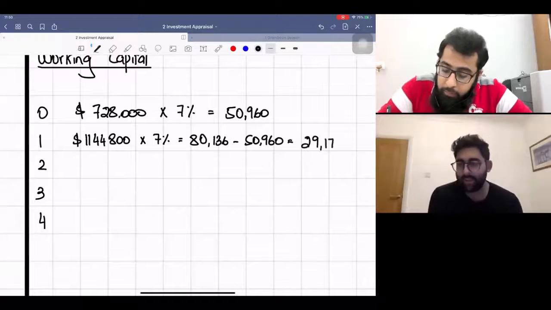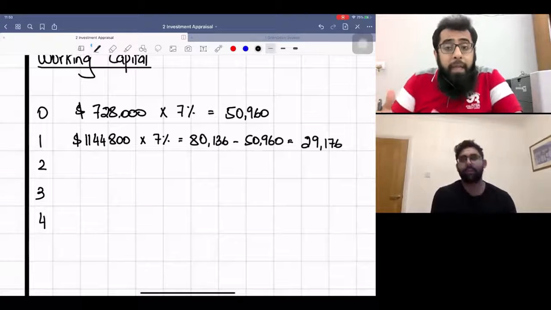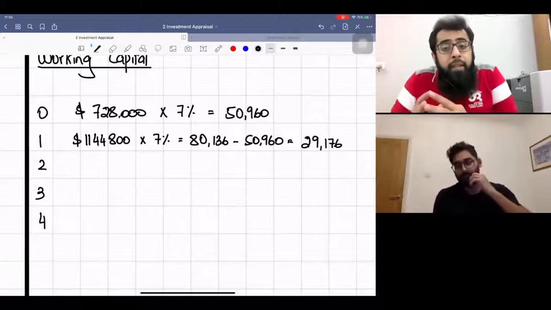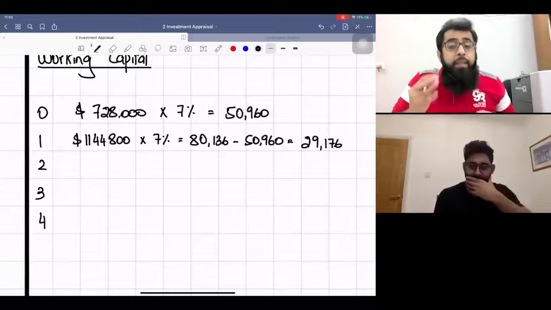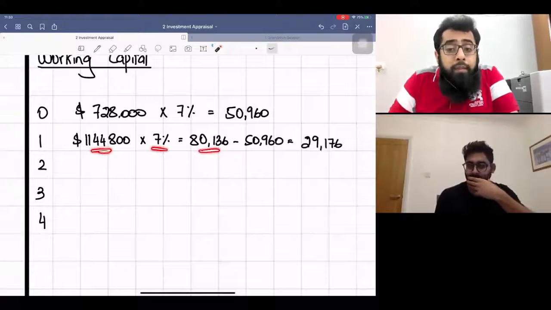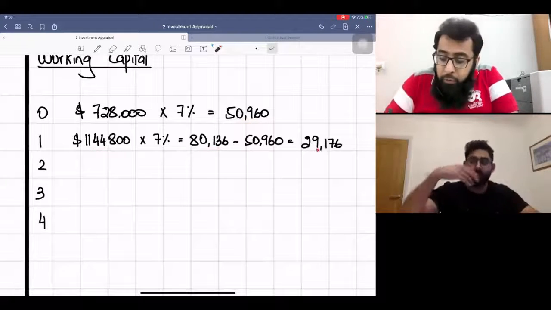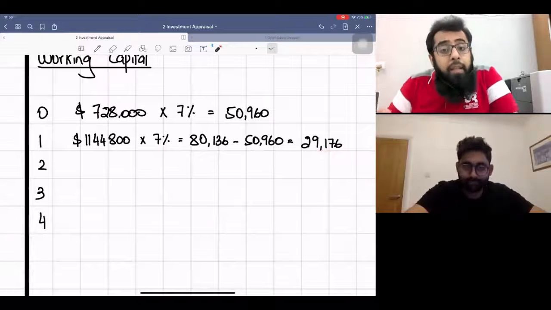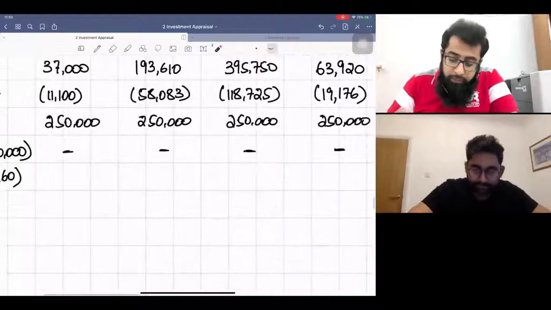So when you say working capital, what does that mean? Working capital means the inventory surplus, the receivable balances. Working capital means the running cash flow which you need to hold. So considering the sale, you need 7% amount. Now that is 80136. 50960 is already invested in the working capital. So you will only invest the incremental amount. So 29176.